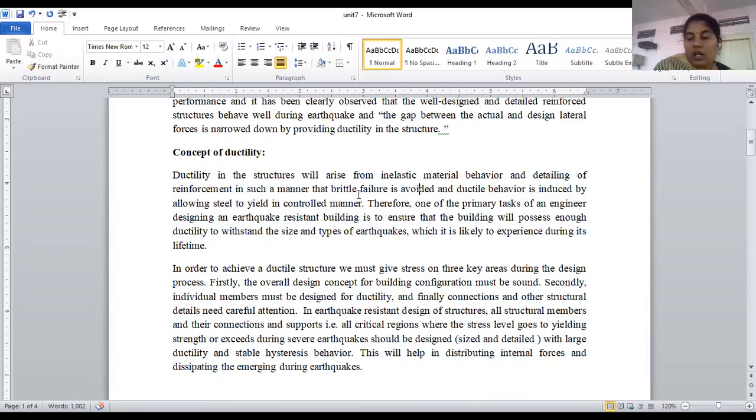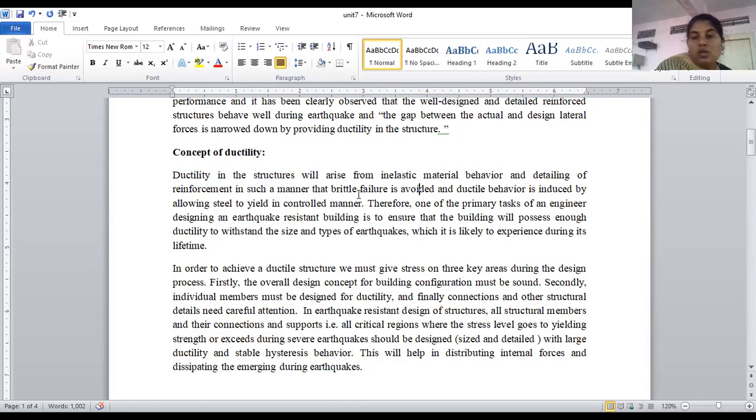If the material is brittle, then when such dynamic loads come, our structure will collapse easily because of the brittle nature of the material used. But if we move towards ductile detailing, the ductile behavior is induced into the structure, into whatever material we are using. Then whatever dynamic loads come on the structure, we can minimize them and resist the earthquake forces.